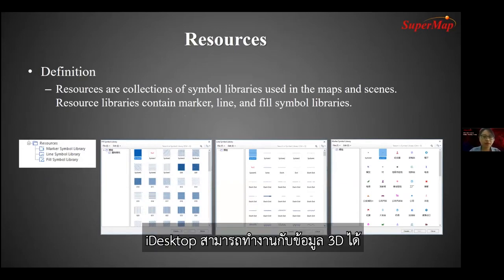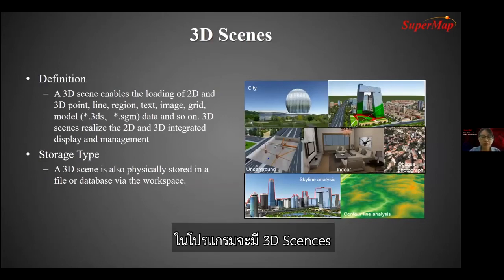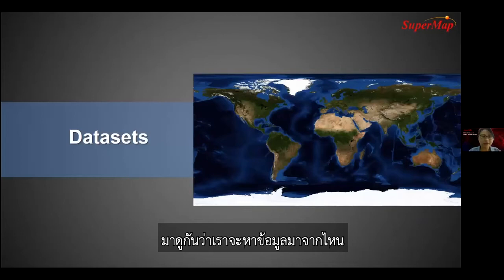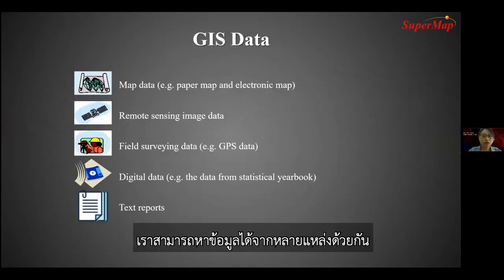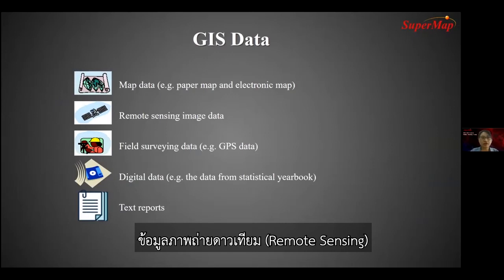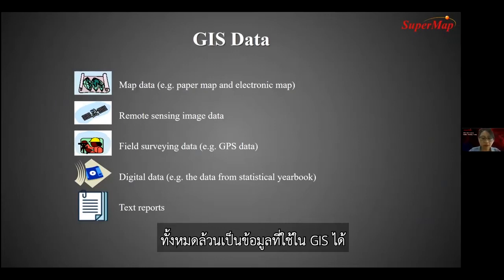And you know that SuperMap also has the capabilities of 3D processing and 3D applications. So SuperMap iDesktop also has 3D scene management capabilities. Then let's take a look at where the datasets come from. We know that GIS data can come from multiple ways. Like you can get data from map data, or the GIS data can be remote sensing image data, or field surveying data, or digital data, or text reports. All these are the original GIS data.